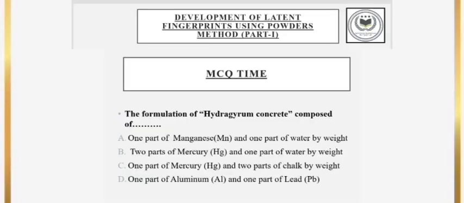In our last video, development of latent fingerprints using powders method part 1, the MCQ question was: the formulation of hydrargyrum cum creta is composed of option A, 1 part of manganese and 1 part of water by weight. Option B, 2 parts of mercury and 1 part of water by weight. Option C, 1 part of mercury and 2 parts of chalk by weight. Option D, 1 part of aluminium and 1 part of lead by weight. And the answer is option C, 1 part of mercury and 2 parts of chalk by weight.